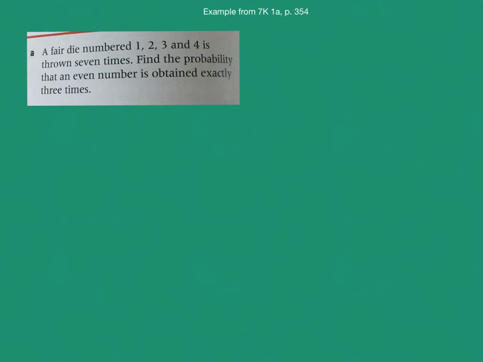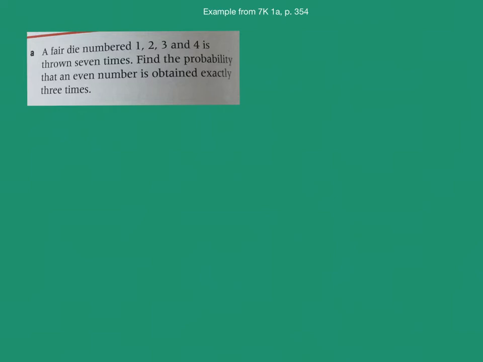We'll look at some examples of finding probabilities using a binomial distribution. And this example is from this task. So a fair die numbered 1, 2, 3, and 4 is thrown 7 times. Find the probability that an even number is obtained exactly 3 times.